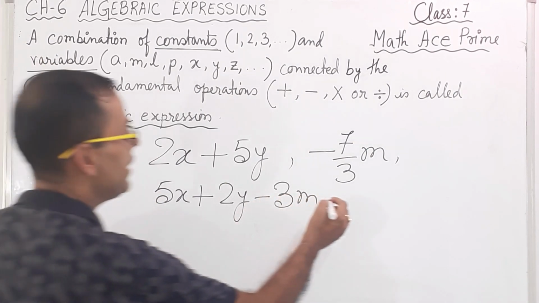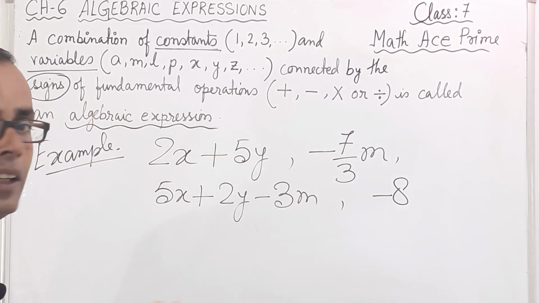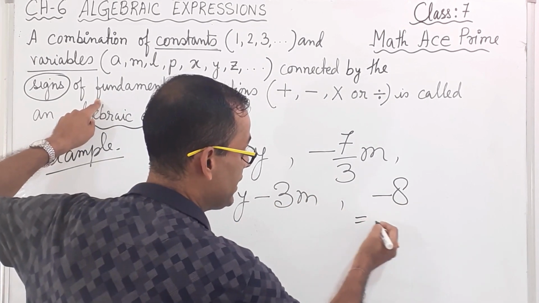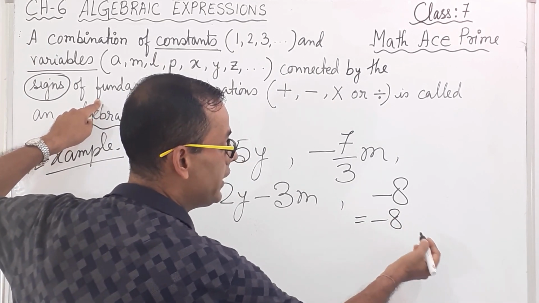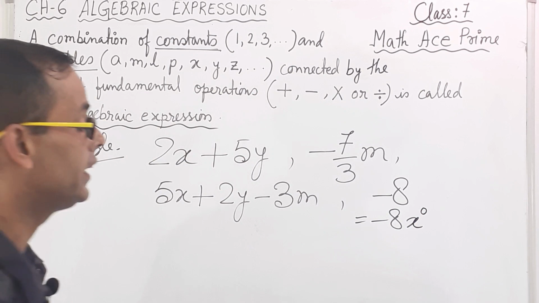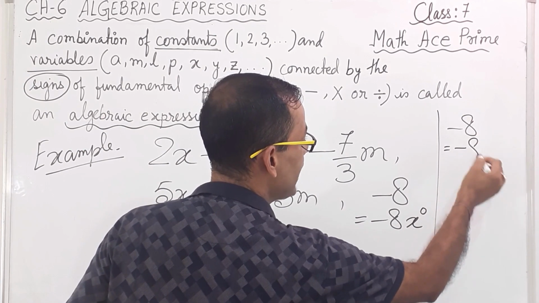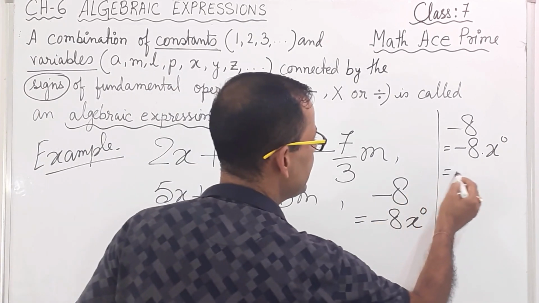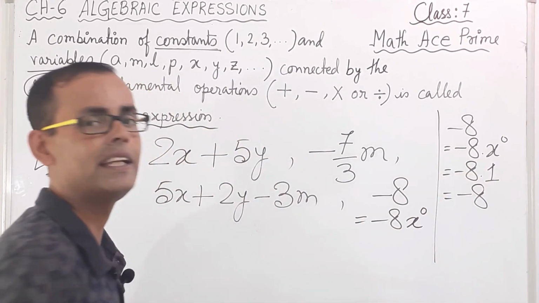Now suppose minus 8. Minus 8 also we will say is a constant. If we see nicely, another thing is there. Here there is no variable. Yes, a variable is there, but we cannot see it. It is x to the power 0. Now you will think how it is coming. Minus 8, I can write as minus 8 into x to the power 0, or y to the power 0, or z to the power 0. And anything to the power 0 means only 1. So ultimately minus 8, and minus 8 is a constant.